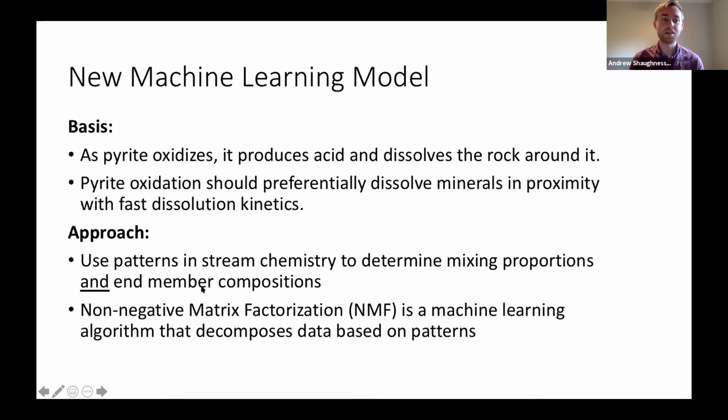And so the approach we're going to use is going to take just the measured stream chemistry, and we're going to derive the end member chemistry that best describes that stream chemistry, as well as the mixing proportions simultaneously. And the way that we do that is through this technique called non-negative matrix factorization. It's a mouthful. I'm just going to call it NMF for the rest of the talk here. And I'm going to walk through exactly how we go about this and how we interpret it.